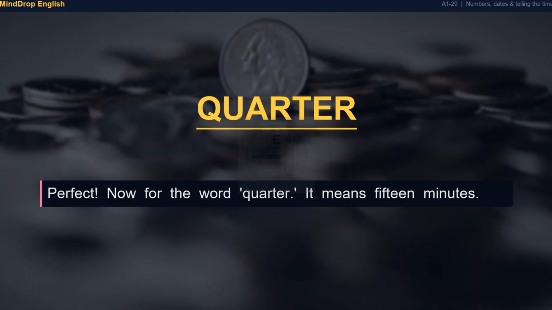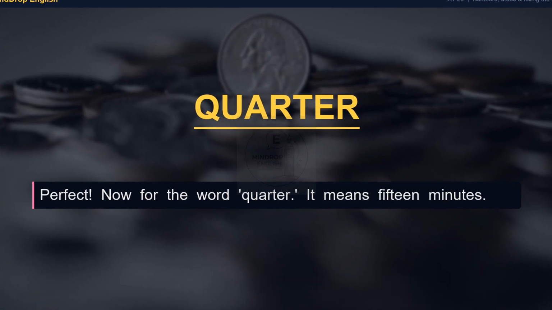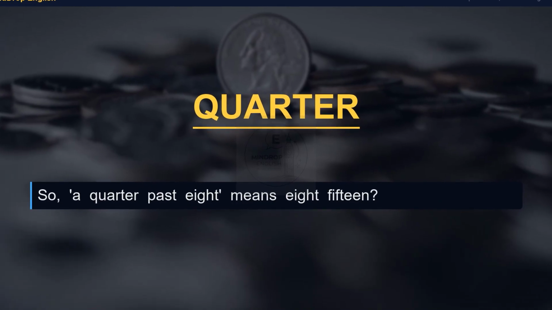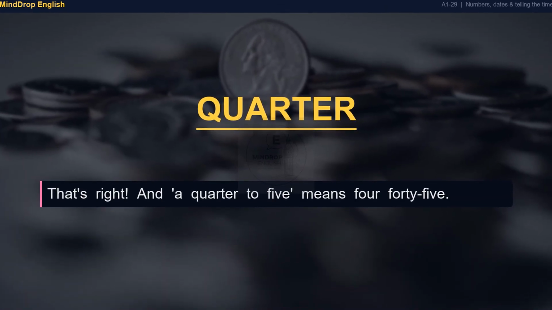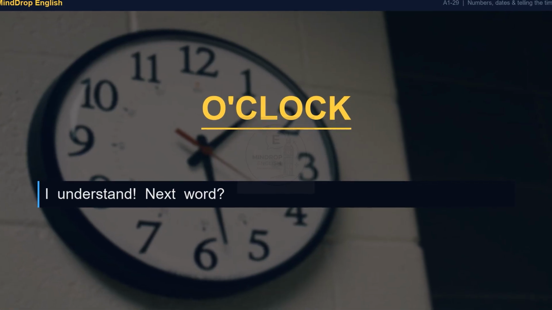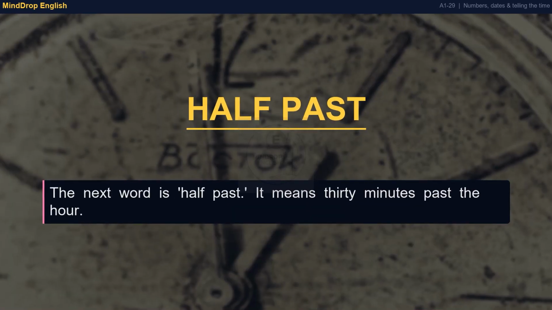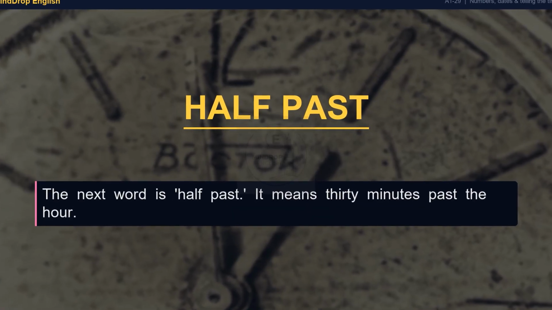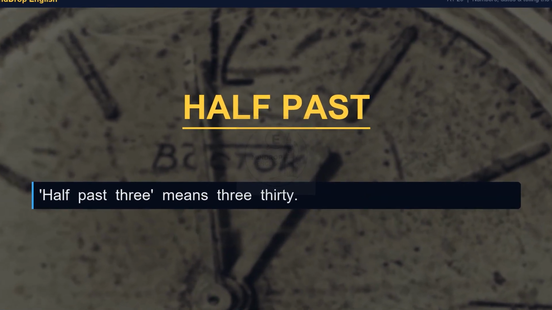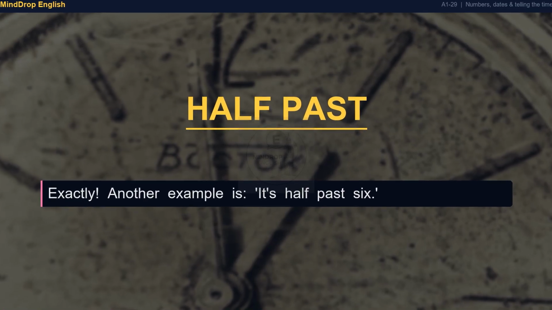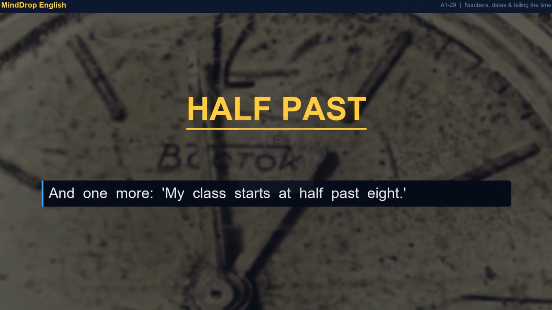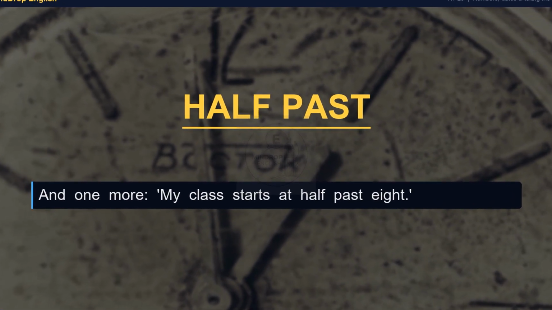Perfect. Now for the word quarter. It means 15 minutes. So, a quarter past 8 means 8:15? That's right. And a quarter to 5 means 4:45. I understand. Next word? The next word is half past. It means 30 minutes past the hour. Half past 3 means 3:30. Exactly. Another example is, it's half past 6. And one more. My class starts at half past 8.